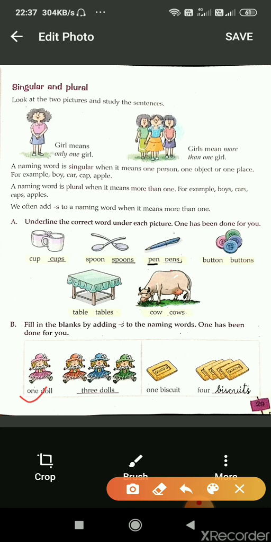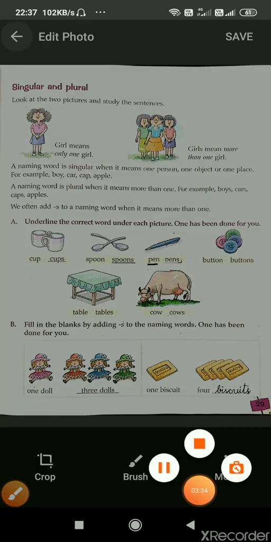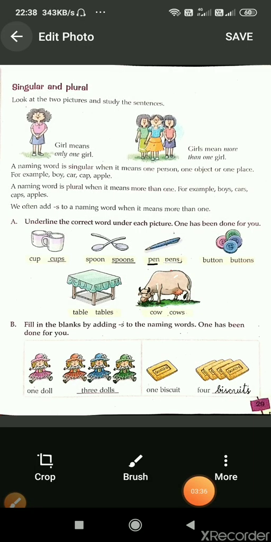That is, it will be DOLLS. Now the next is a picture of one biscuit, and its plural form will be biscuits. BISCUITS, biscuits. Now turn the page and open page number 30.